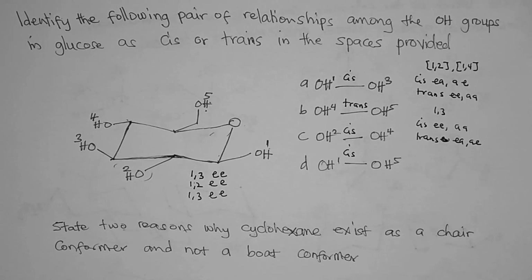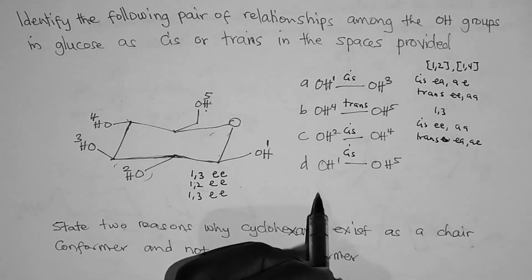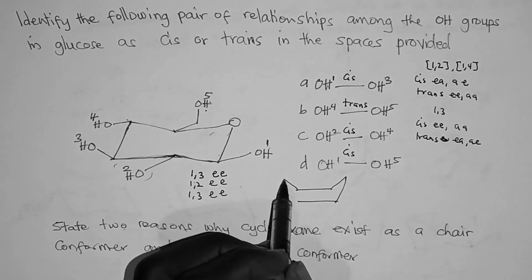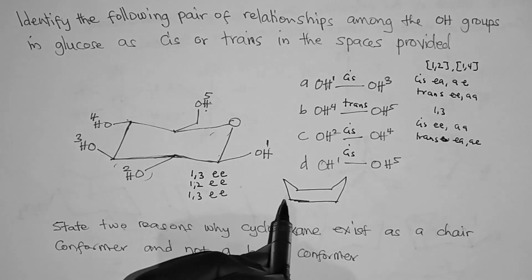And then the second part of the question says that we should state 2 reasons why cyclohexane exists as a chair conformer and not a boat conformer. So the first thing is that the boat conformer has unfavorable steric interaction between the 1,4 hydrogens. So the boat conformer looks like this. Boat conformer cyclohexane looks like this.